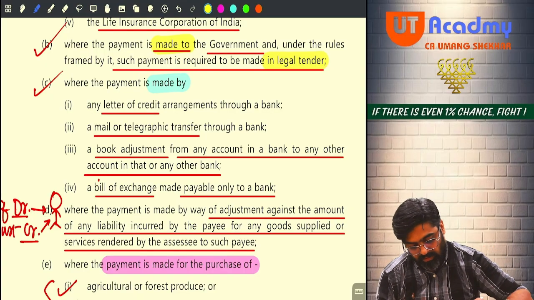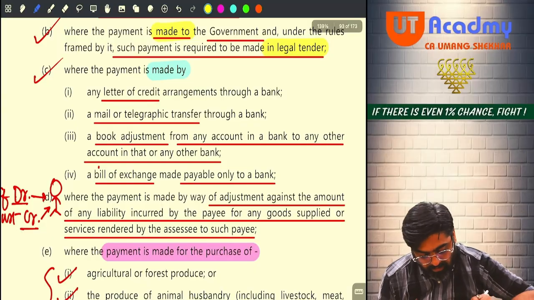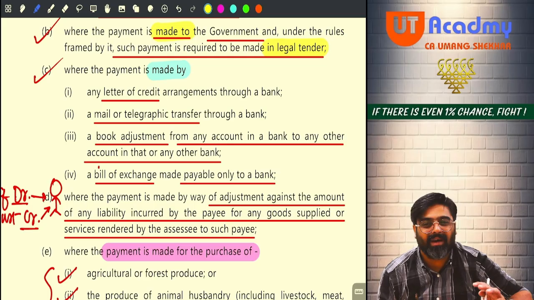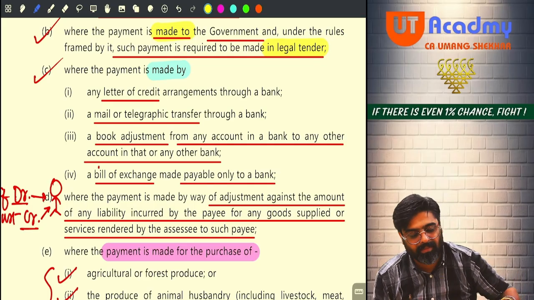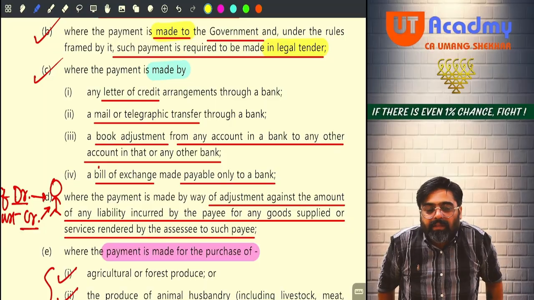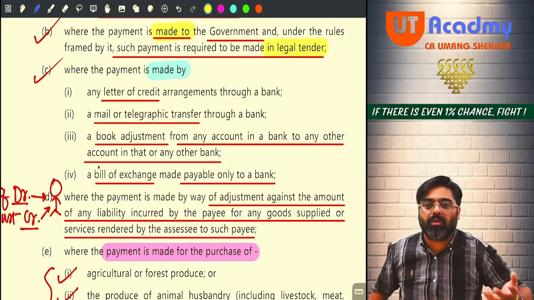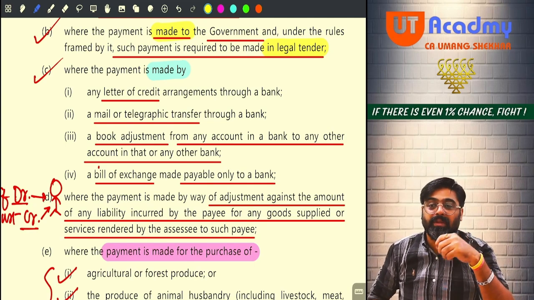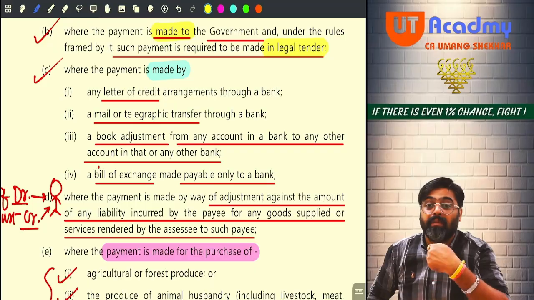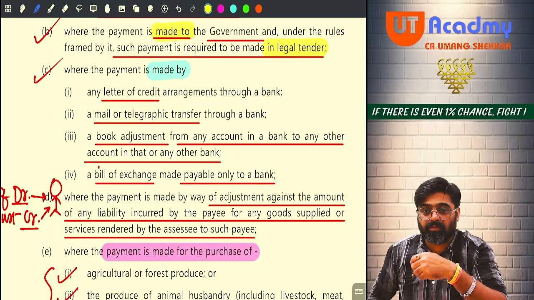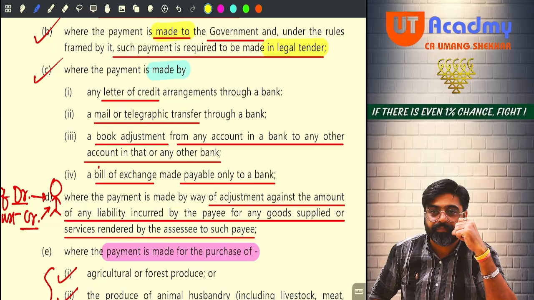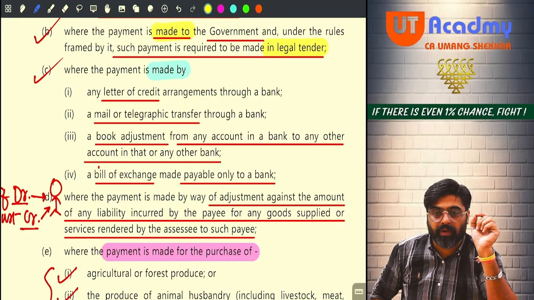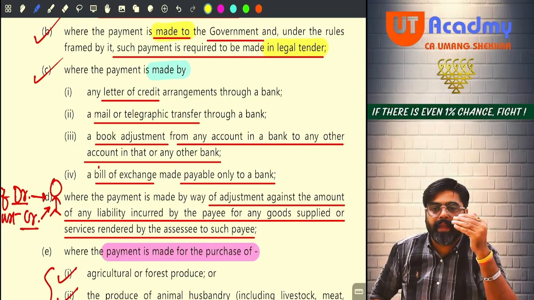Sure, sir. Next one. Now they are saying that the payment is made by way of a mail or telegraphic transfer. See, earlier this mode of payment used to be very famous when the banking system was not developed. People used to send money through post. Post means telegraph. Post means mail transfer or telegraphic transfer. This used to happen through post offices. So any mail transfer, M-A-I-L, mail transfer, not mail.